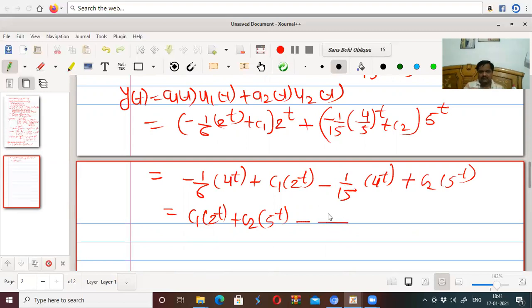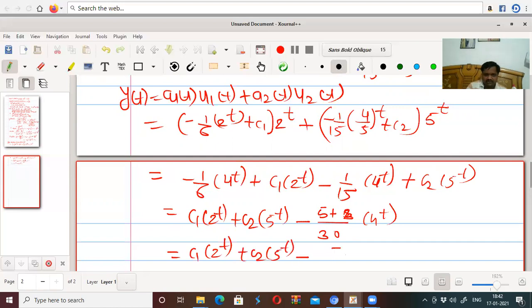What we get there? If I take 30 as the LCM, 6 5s are 30, 15 2s are 30, so this becomes minus 5 plus 2 over 30, into 4 to the power t, which will give us C1 2 to the power t plus C2 5 to the power t minus 7 upon 30 4 to the power t. This is the required solution.